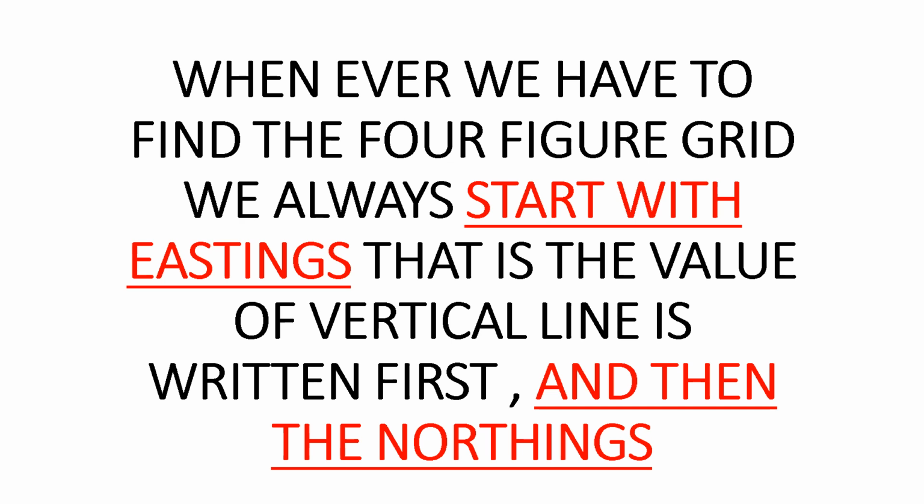That means the vertical lines, the eastings, are written first. The number of the eastings is written first, that is, the value of the vertical lines has to be written first, and then the northings, that is the horizontal line. So children, here you make mistakes, so be very careful whenever you have to write or calculate the four-figure grid. You have to write the eastings first and then the northings.